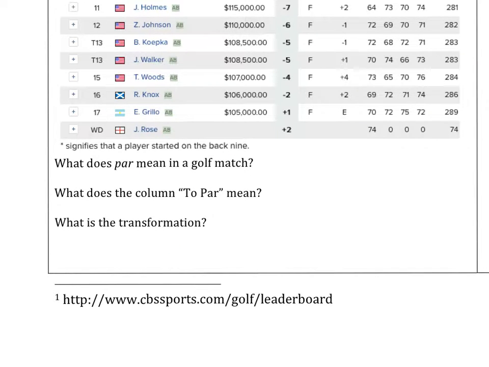All right, so of course, par means the expected amount of swings. And generally, it's going to be 3 per hole. If it was a very easy hole, it might be a par 2, or if it were a very difficult hole, par 3. All right, so what does 2 par mean?